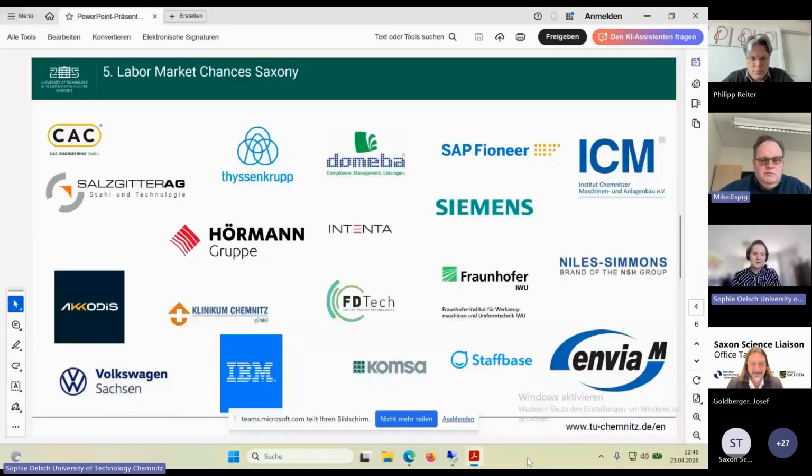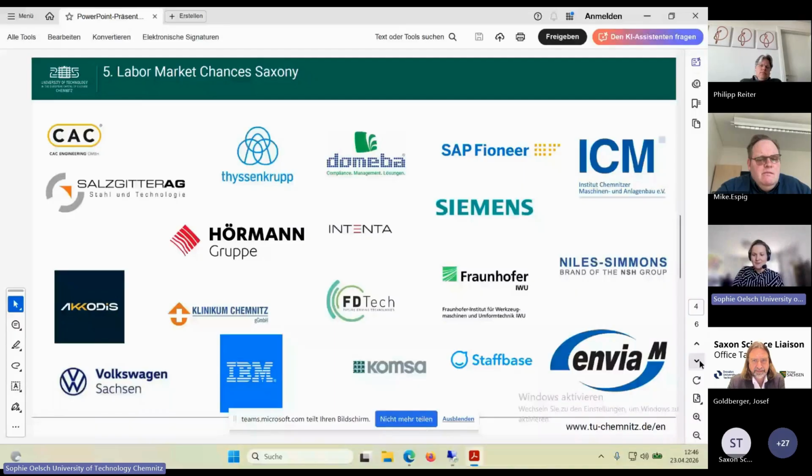Here's just a short overview of some companies which are located in Chemnitz, but also in Zwickau and other Saxon states. ThyssenKrupp was already mentioned. Siemens is maybe also well known. IBM was already mentioned. Volkswagen Sachsen, Comsa, SAP, Pioneer, of course. So Fraunhofer Institutes. I guess in terms of industry, economy, but also research, Saxony has a lot to offer for you to gain experience.